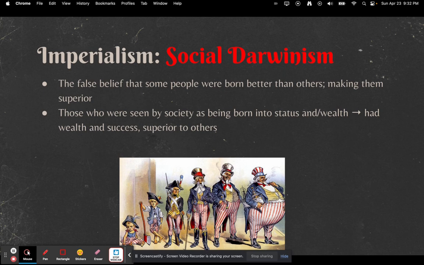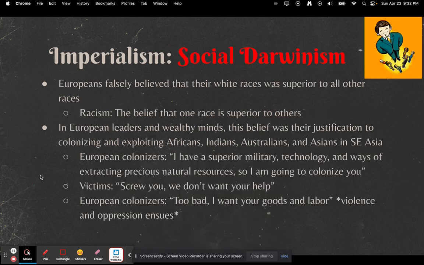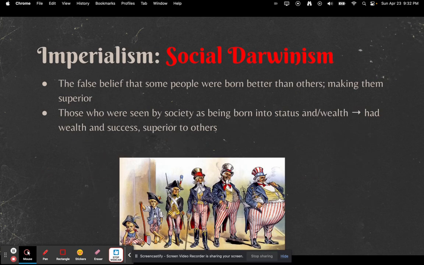All right, then there is the other reason, social Darwinism. We talked about this last unit, but it is the false belief that some people were born better than others, making them superior. So those who are seen by society as being born into status and wealth had better wealth and success, and they were simply superior to others. Right? Like I said last time, someone might just be lucky enough to be born into a good household that had some money. They would think that they're better than anyone who was born with less money than they were.